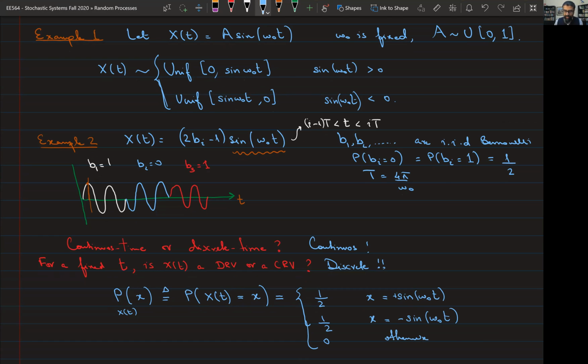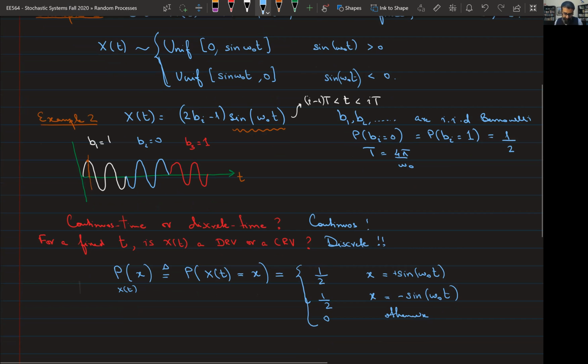So this is the PMF, the first order PMF of this random process. Okay, so the random variable can take either a plus sin omega naught t value or a minus sin omega naught t value, and that's it. Those are the only two possible values. Okay, let me give you a third example.